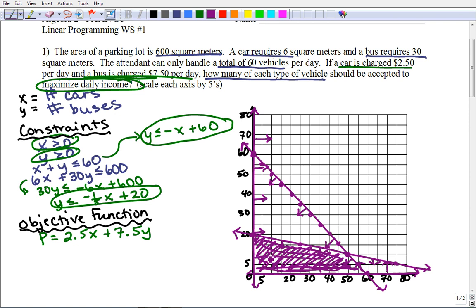Okay, so then our vertices, this is what we're going to use for our objective function. They're just the corners of our shaded region. So we have a few of those. We've got one right here, here, here, and here. So let's just list those out off to the side. We've got 0, 0. We have 0, 20. We've got 50, 10. And then we have 60, 0.